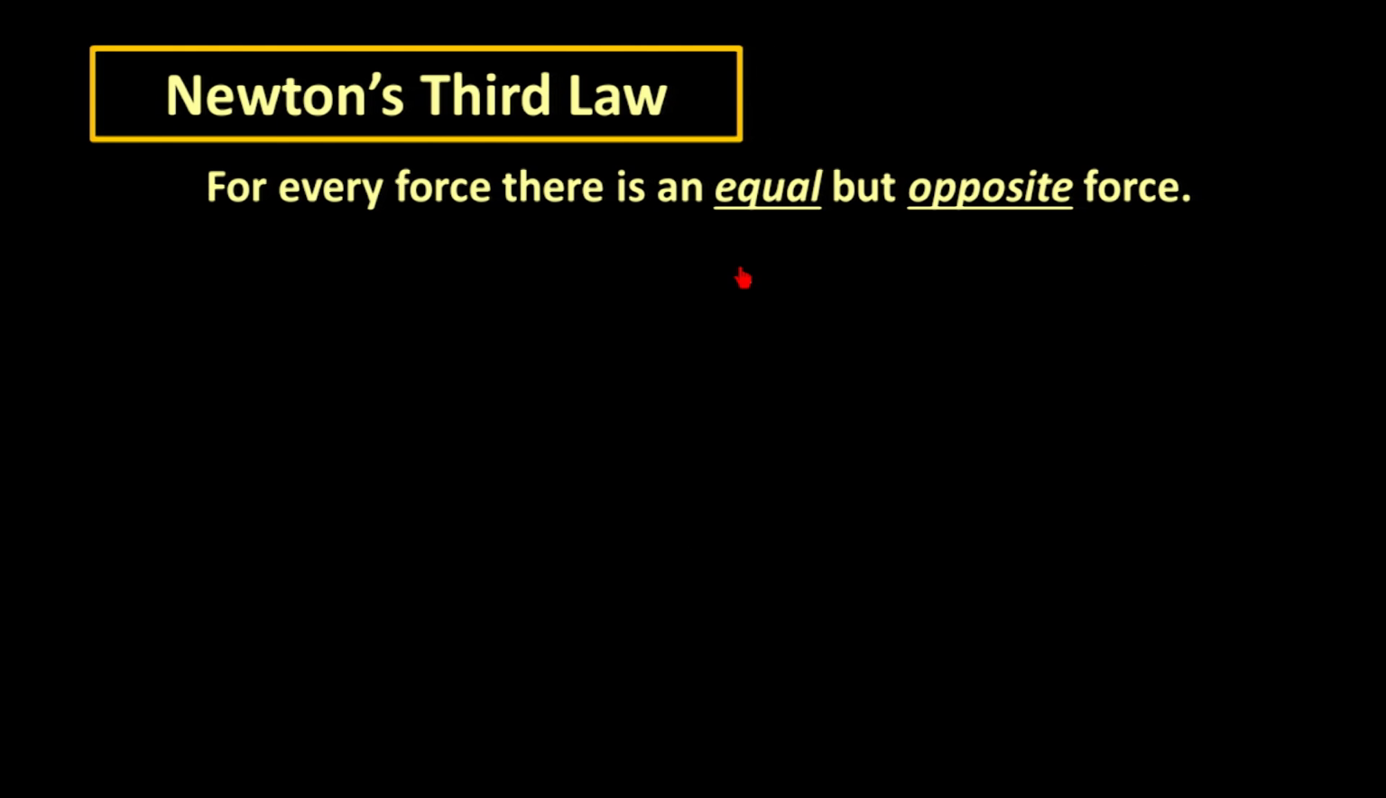Now let's move on to Newton's third law. Newton's third law is often quoted, but sometimes quoted and expressed incorrectly. So let's try to clarify that. Newton's third law says for every force, there is an equal but opposite force. So what it's really saying is you cannot have a force without a consequence. Every force has a consequence.